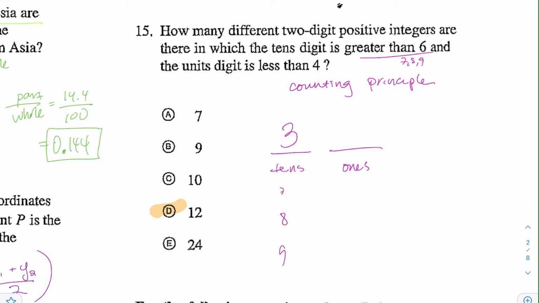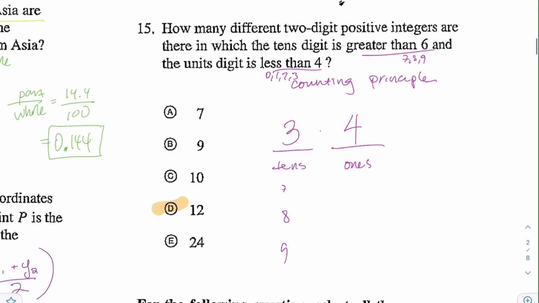And then for the ones place, it has to be less than 4. So that's 0, 1, 2, or 3. So you have 4 options there. So when you multiply 3 times 4, that's going to be 12 numbers, choice D. So if you draw a tree diagram, you can have 70, 71, 72, or 73, or 80, 81, 82, or 83, or 90, 91, 92, or 93. And those are your 12.